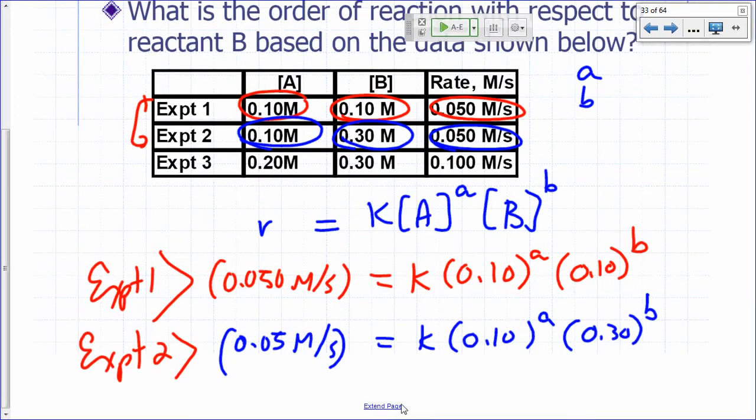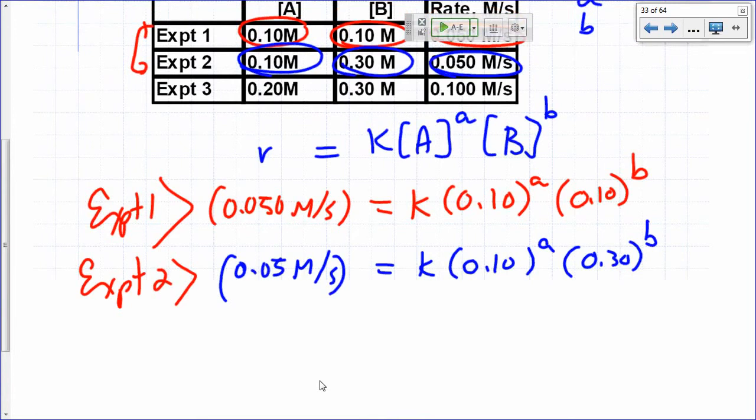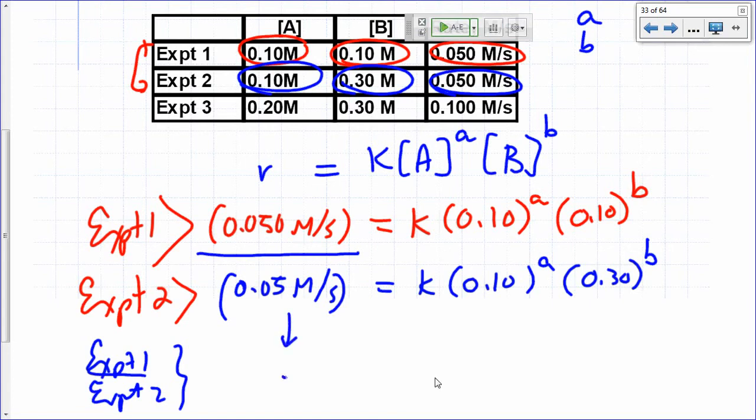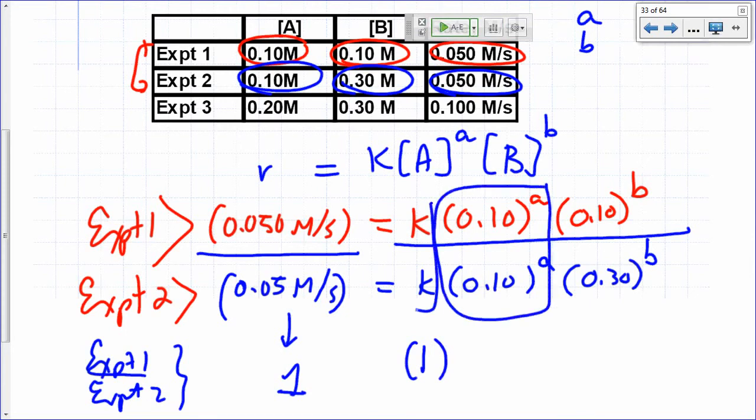How do I solve for the order with respect to B? Everything else here is the same except for the concentration of B, right? So what I can do is I can divide equation 1 by equation 2. So experiment 1 over experiment 2. What is 0.05 over 0.05? That's 1, right? What happens if I divide the right side? K over K is 1. 0.1 raised to the power a over 0.1 raised to the power a is also 1, right?